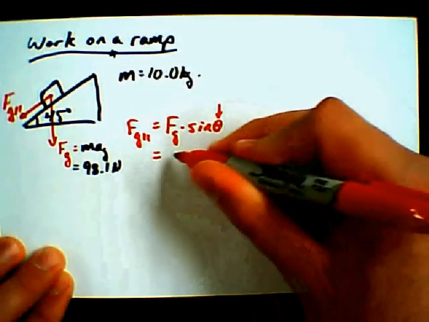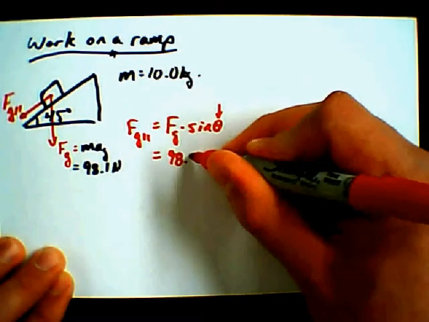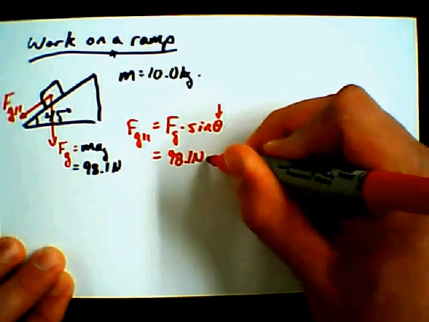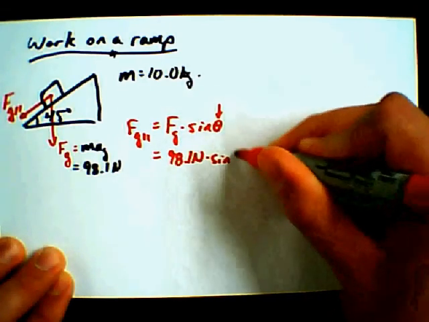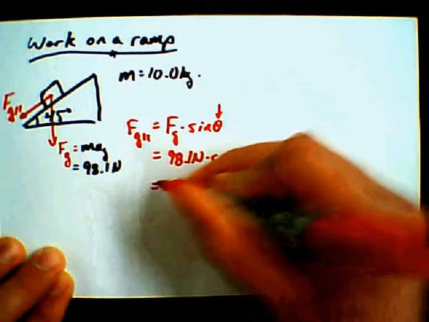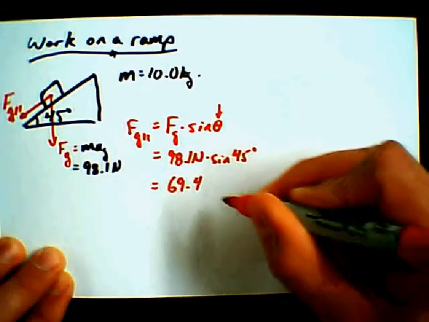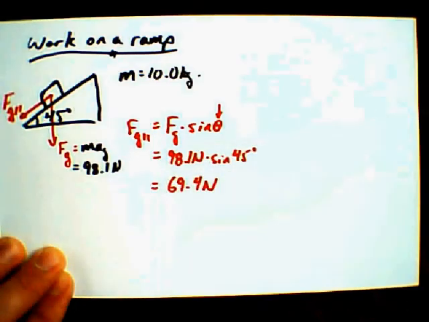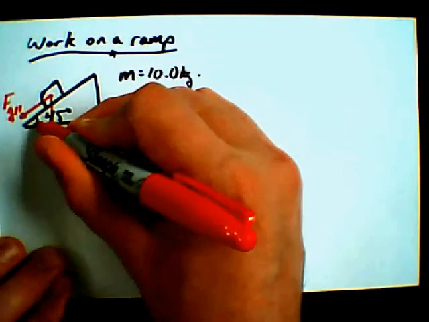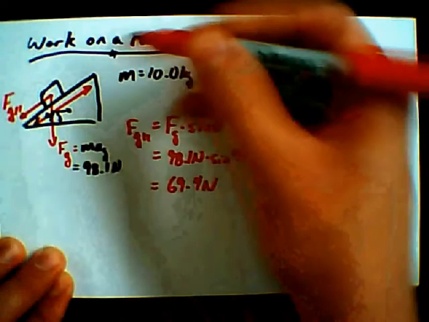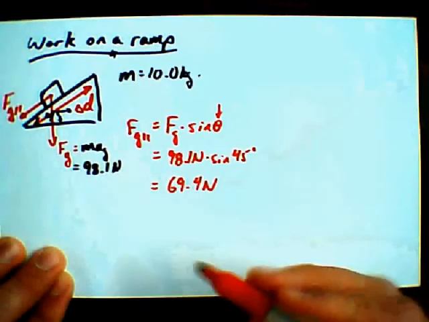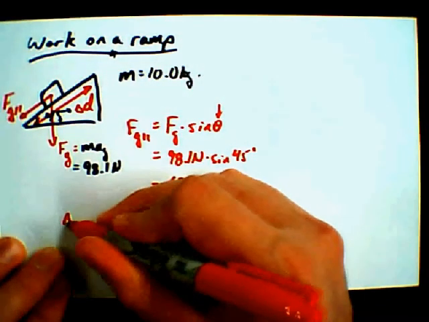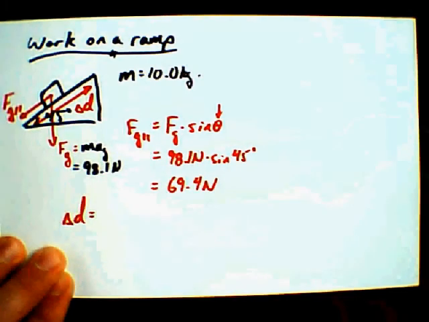So 98.1 newtons times sine of 45 degrees is 69.4 newtons. Beautiful. Now, if we say that this ramp from top to bottom, make yourselves a measurement, delta D, has a length, let's make this a little more fun. This is a slide on a playground, okay? This isn't just a ramp. This is a kid's slide.